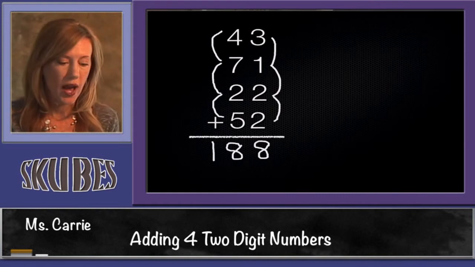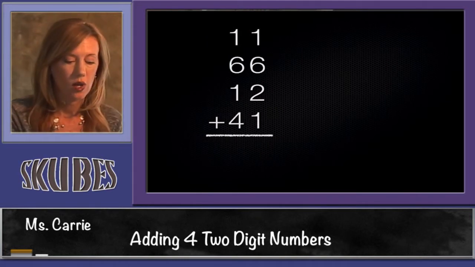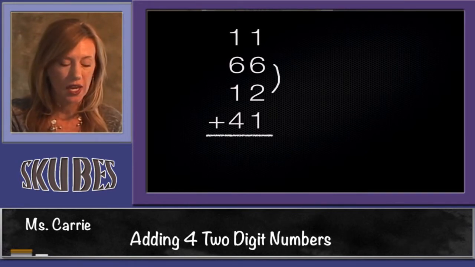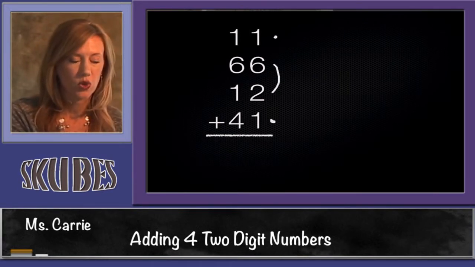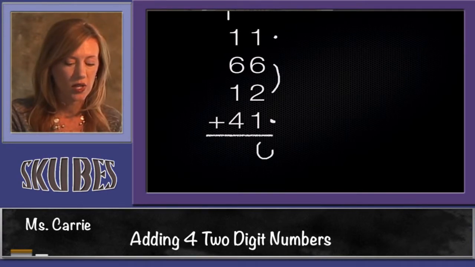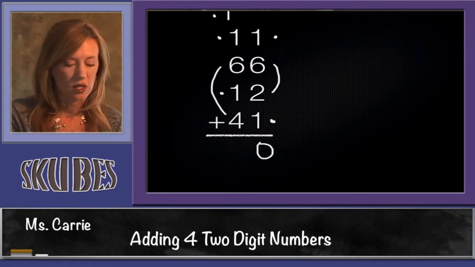In this problem, we're adding 11 plus 66 plus 12 plus 41. I'm going to start with my two bigger numbers here. I know that 6 plus 2 is 8, plus 1 more is 9, plus 1 more is 10. Put my 1 ten over here, and my 0 ones here, and add up this side, the 10 side. Well, I know that 6 plus 4 is 10, plus 1 more is 11, plus 1 more is 12, plus 1 more is 13. So our answer is 130.